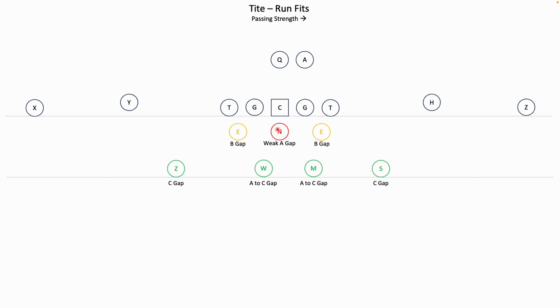Our nose, your run fit or your gap responsibility is always going to be the weak side A gap. So if we are pass strength to the right, you are always going to attack the weak side of the center, and you are going to own this A gap. The ends, you are going to own this B gap.